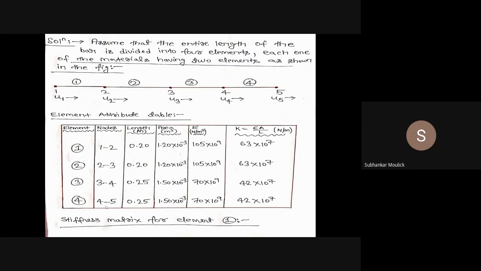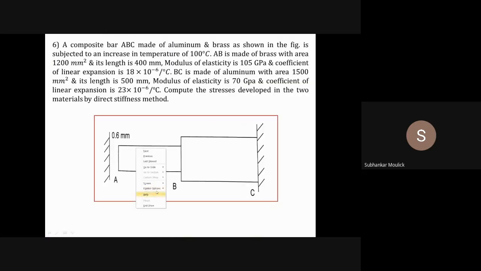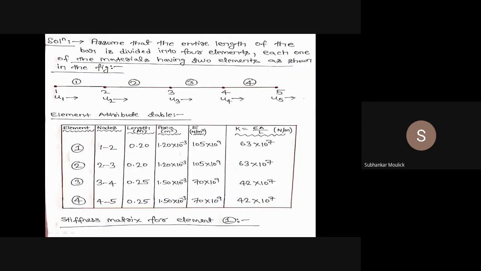Next table is the length of each element. Now, since it is given in the problem that AB is having a length of 400 meter, we are dividing AB into two equal parts. Then each equal finite element will have a length of 200 mm. That means 0.2 meter. So element 1 and element 2 both are of 0.2 meter.